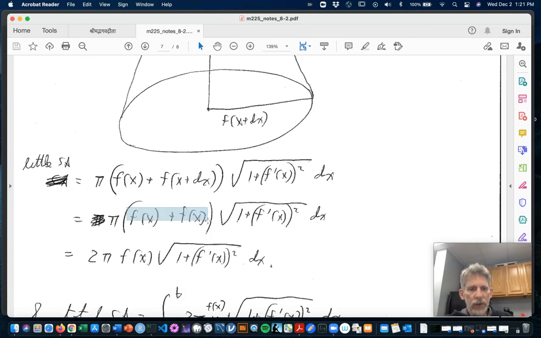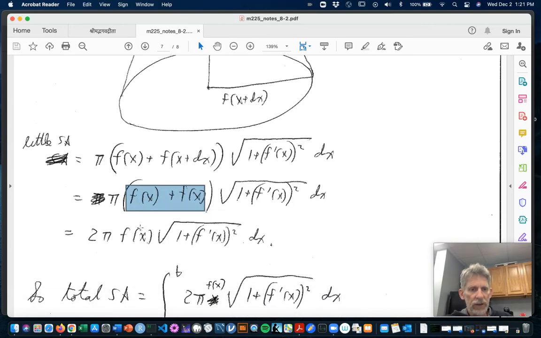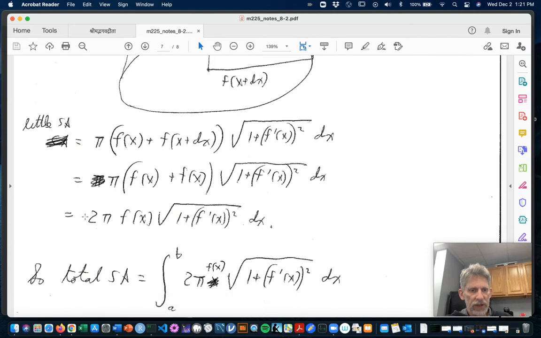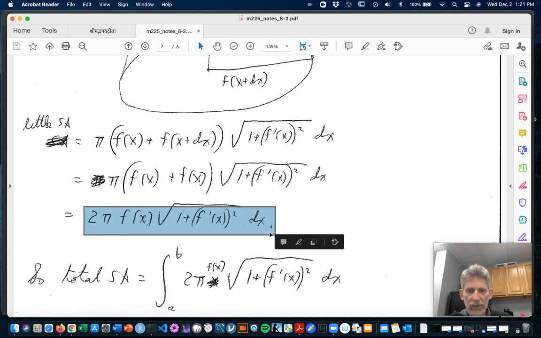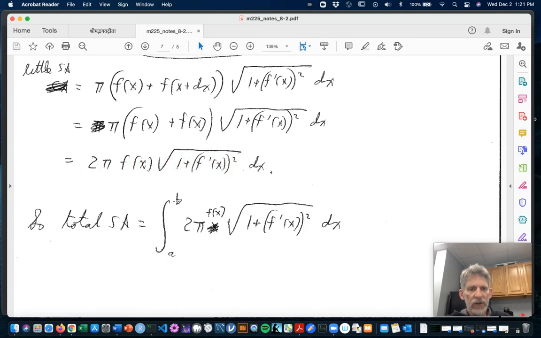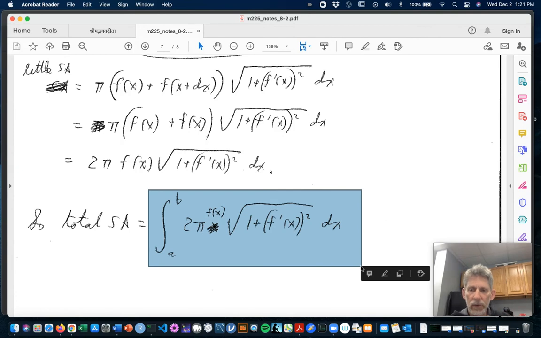And so I've got two f of x's here. And so the little formula for the surface area ends up getting written 2 pi f of x times the square root times dx. And so the total surface area, of course, would be the sum, the integral of all those infinitely small surface areas all the way from x is a to x is b.